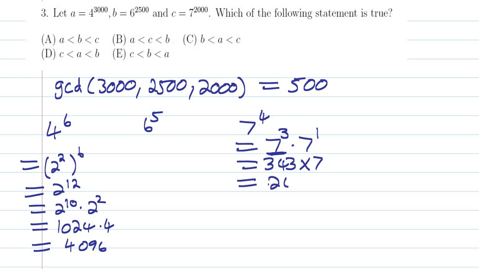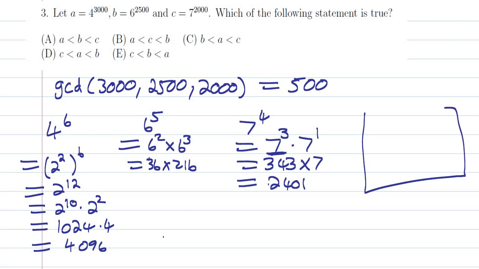So this is 2401. Now 6 to the power 5, we can write this as 6 squared times 6 cubed, which is 36 times 216. Alright, how do we multiply numbers without a calculator? You are stuck on an island. Maybe your calculator broke. How do we multiply numbers? Anybody? Yes, lattice multiplication. Thank you.